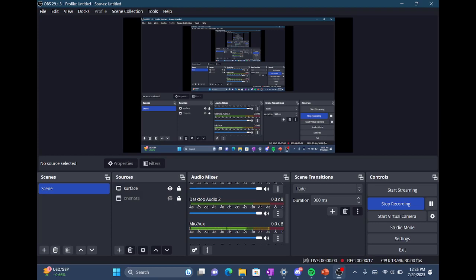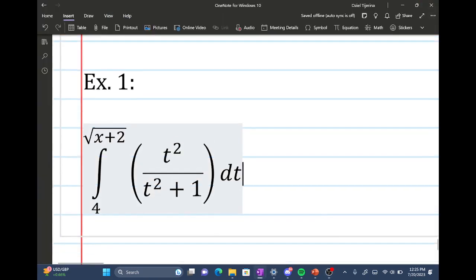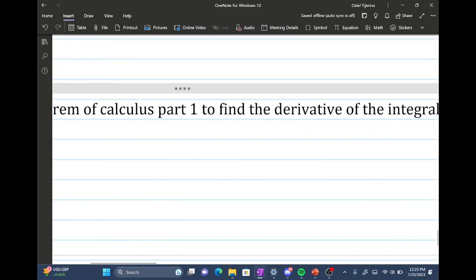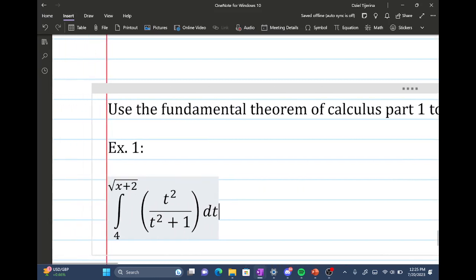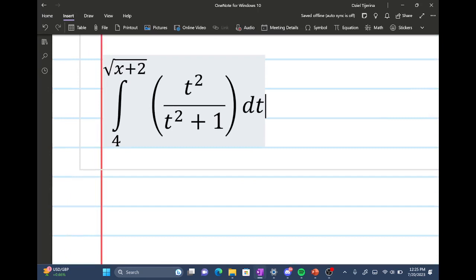I wanted to make a really quick video, or hopefully it's quick, over how to do this problem. It says use the fundamental theorem of calculus part 1 to find the derivative of the integral. I wanted to do a problem like this because this is something that I personally forget a lot, and I'm sure many of you have a hard time with these as well.